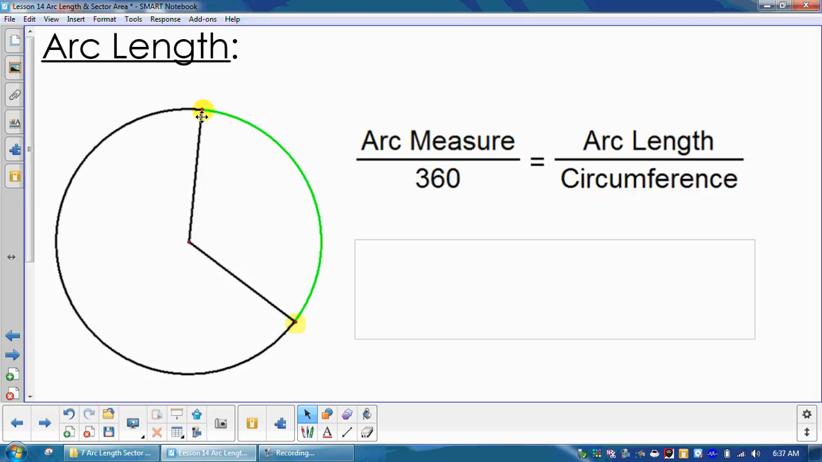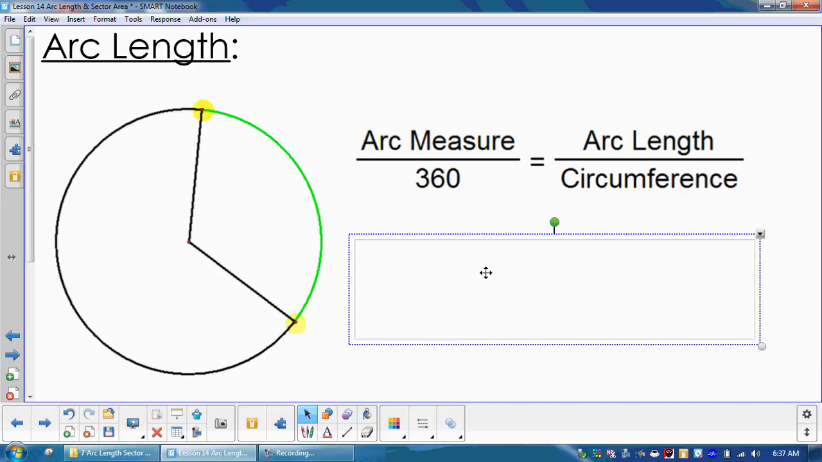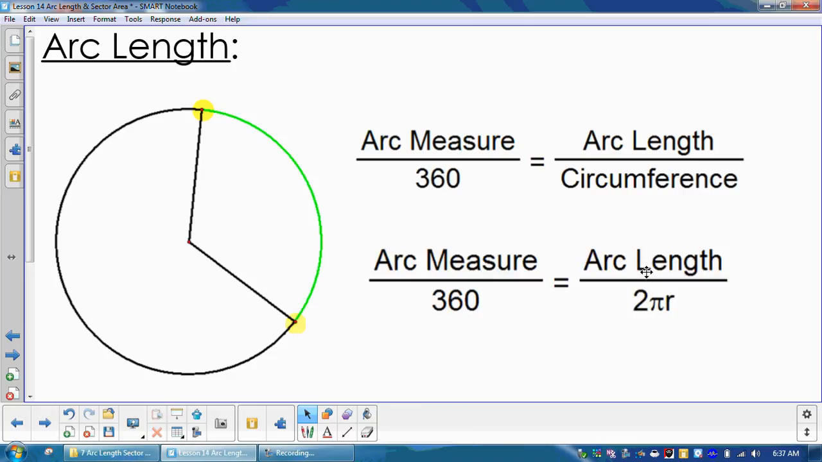So if I were to cut the circle right here at this point that I highlighted and lay the whole circle out in a straight line and measure it, that would be the circumference. So that looks like this as well. The circumference formula is 2 times pi times the length of the radius. So what we have set up here is a proportion, two fractions that are equal to each other. To use this, you need to be given the radius and the measure of the arc, and then you can solve for the arc length. And we'll do a few of those now.